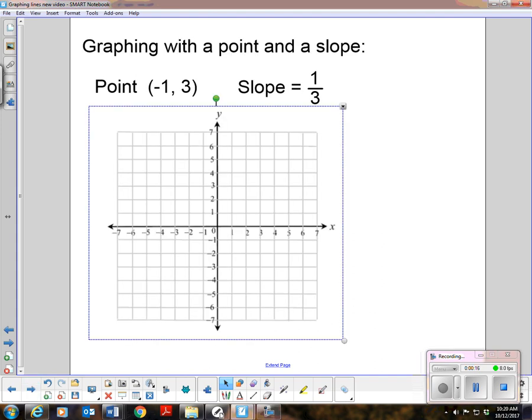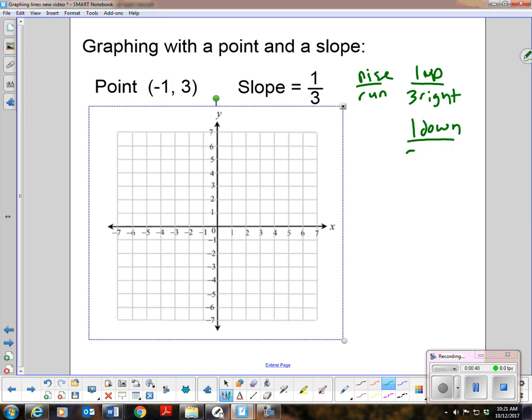So our first type of equation is actually graphing where you have a point and a slope. So if we look at this basic equation here, slope is rise over run. And so this slope can be done 1 up and 3 to the right, or 1 down and 3 to the left. And of course that's a negative over negative, which makes that a positive, which is the same slope. So we start off by graphing the point negative 1, 3, which is right here.